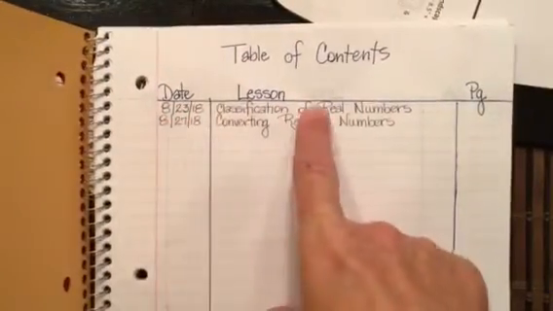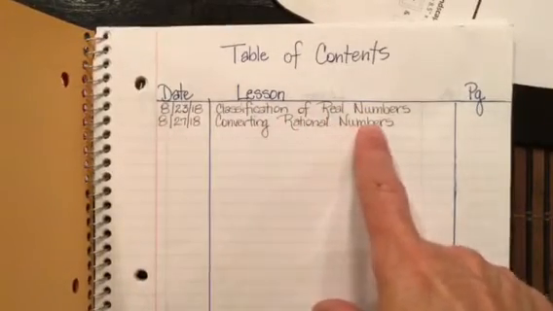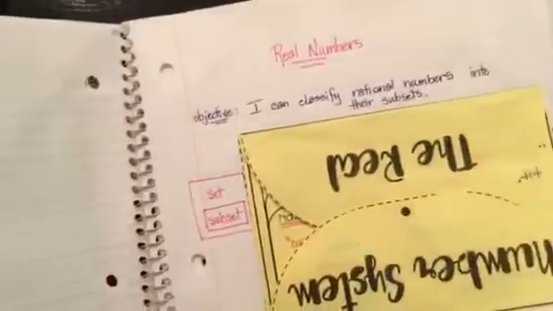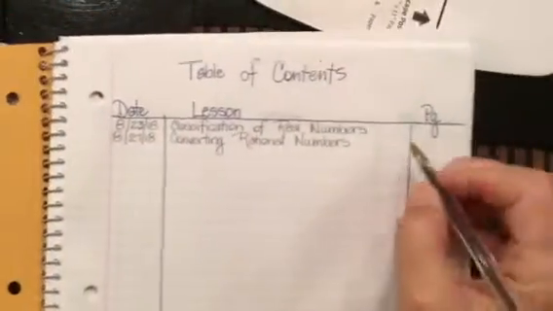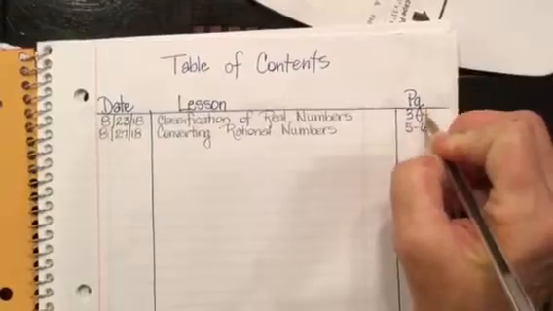So we did this last Thursday, classification of real numbers, and today what we're going to do is converting rational numbers. I did not put in the page, but we can update that the next time, so pay attention to the next lesson that I put in, okay? Remember, we did this whole lesson together, and we're going to flip the page. My pages are going to be pages 5 and 6, and yours were 3 and 4. Okay?